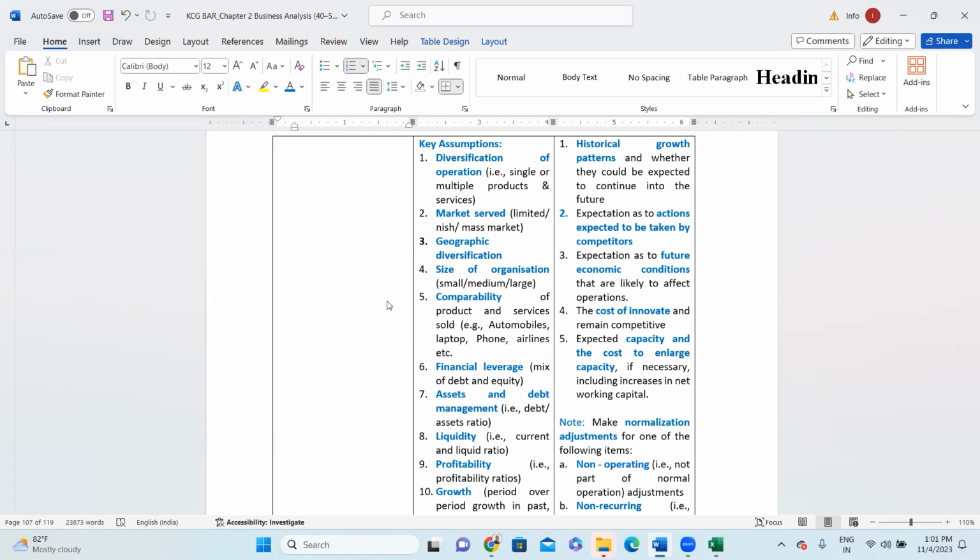Second is market served. So are you serving any limited market? Are you serving any niche market? Are you serving the mass market? For example, like Google, they serve the mass market, anyone and everyone, right?